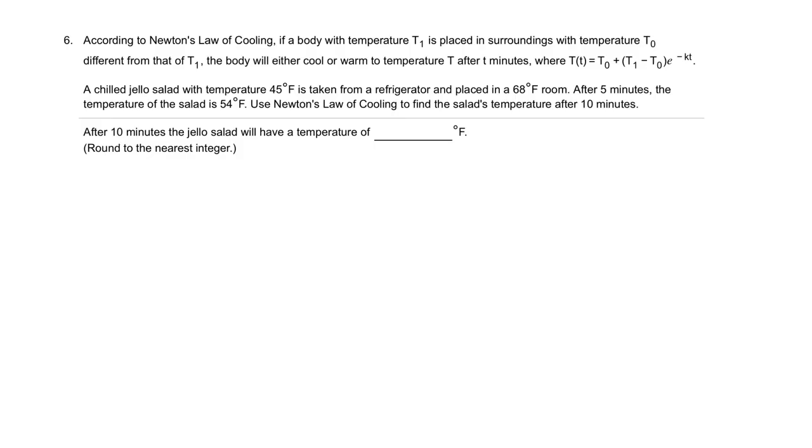One last one. And this question is similar to the other two that we've done. You have to first find a k value and then use the k value. So here's my formula. T0 is the temperature outside, or the surroundings, and then T1 is whatever the temperature is of the stuff that you're cooling. So if I use that formula, it says a jello salad starts at 45. So that's what my T1 is going to be. And then they put it in the room. That's going to be my surroundings.